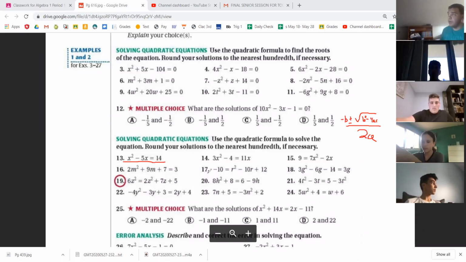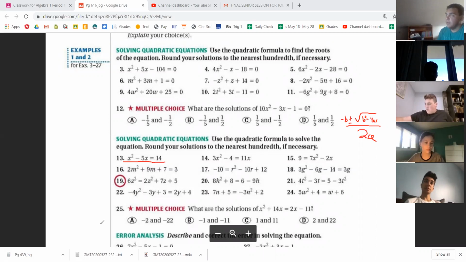Today we're going to do some more quadratic equations. The only difference is now, on these questions, it doesn't equal 0 from the beginning. And because it doesn't equal 0 from the beginning, we have to move it to make it equal 0. So for number 13, all I'm doing is subtracting 14 on both sides. So here, I'm going to do minus 14 and minus 14. That cancels this out and leaves a 0 left over.